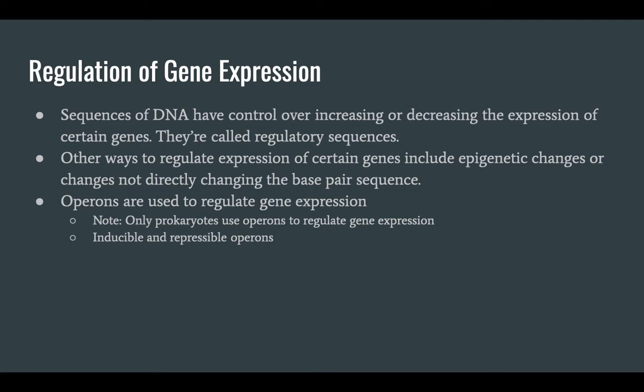Next, let's get to regulation of gene expression. Sequences of DNA have control over increasing or decreasing the expression of certain genes. They're called regulatory sequences. Other ways to regulate the expression of certain genes include epigenetic changes, or changes not directly changing the base pair sequence. In prokaryotes, they've evolved a strategy using operons. However, remember that operons are only available in prokaryotes and not eukaryotes.